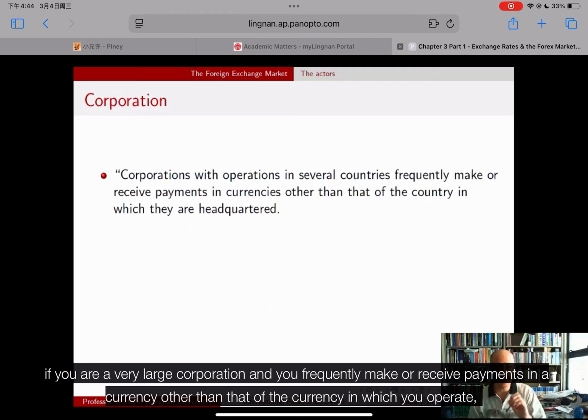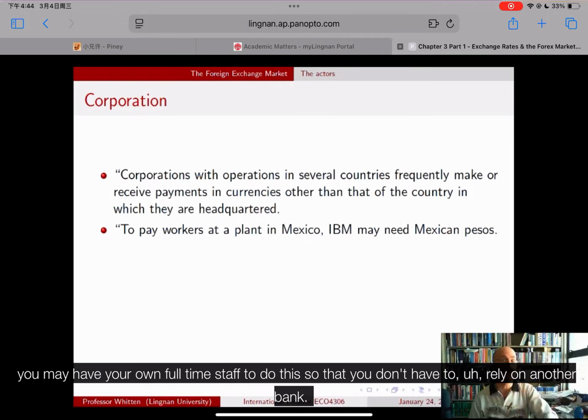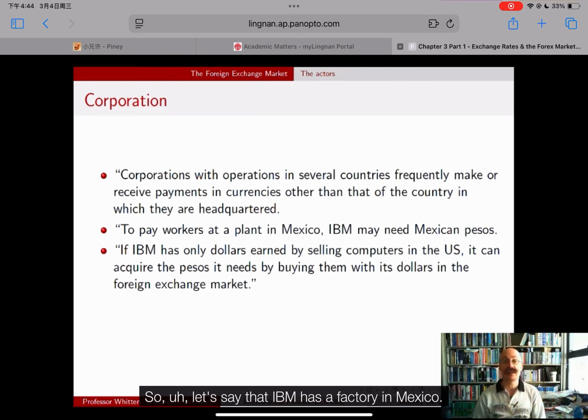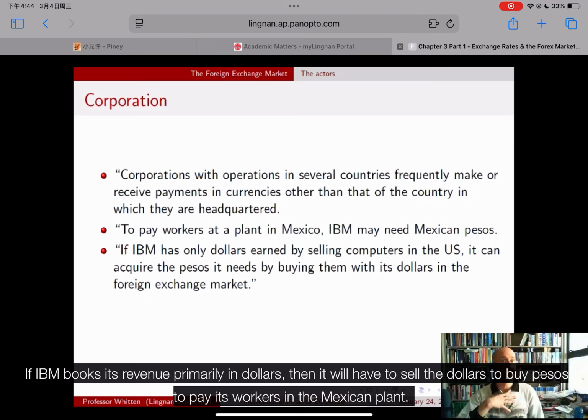Now, if you are a very large corporation and you frequently make or receive payments in a currency other than that of the currency in which you operate, you may have your own full-time staff to do this so that you don't have to rely on another bank. So let's say that IBM has a factory in Mexico. It will have to pay its workers in Mexican peso. If IBM books its revenue primarily in dollars, then it will have to sell the dollars to buy pesos to pay its workers in the Mexican plant.